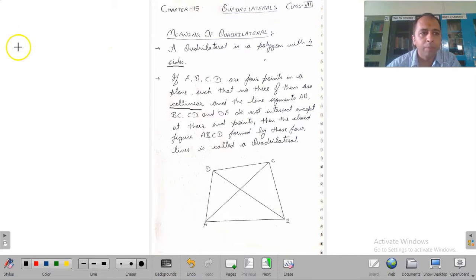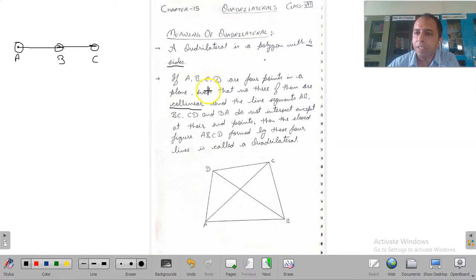For example, if I draw 3 points like this, A, B, C, and join them like this, you can see that all these 3 points A, B and C are lying on a straight line ABC. So such points are known as collinear points. Those points which lie on the same line are collinear.